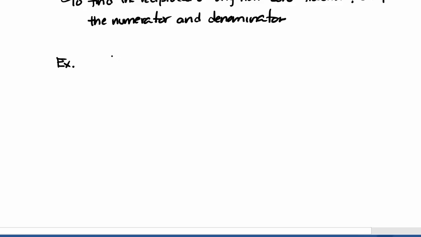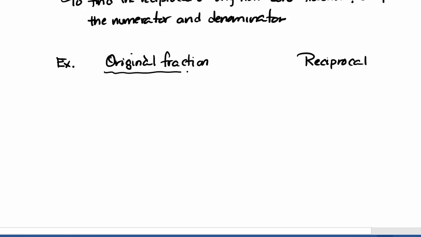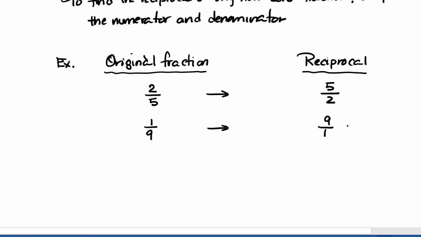So if I'm given, give me my original fraction, and then let's see what the reciprocal is. All right, let's see. So my original fraction is 2/5. All I had to do is flip my numerator and denominator, and I get 5/2. Right. What if I gave you 1/9? And I flip it, I get 9/1, which actually just simplifies to 9.